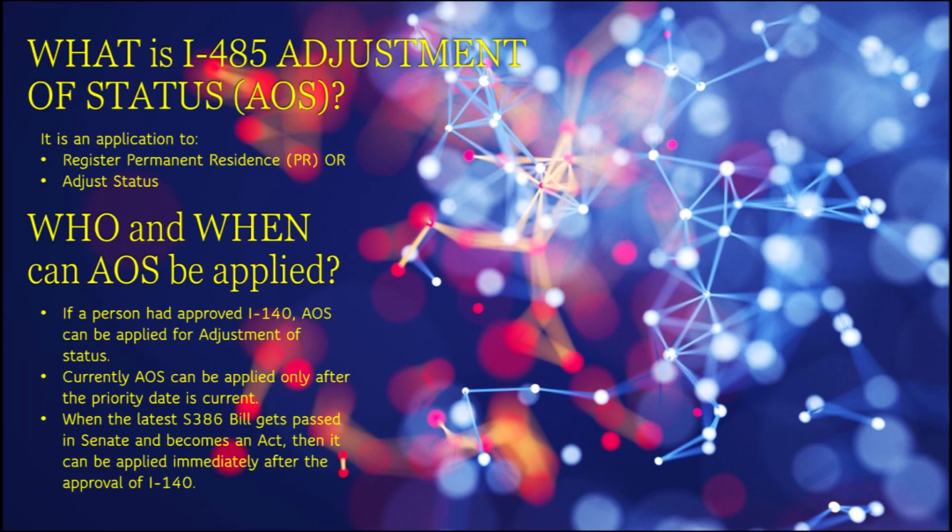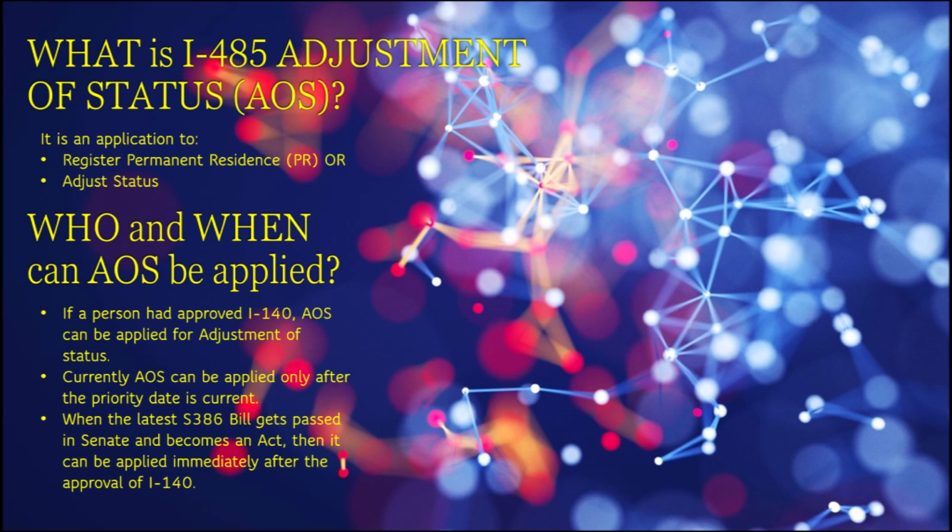So in this slide, we are going to be answering a few basic questions about I-485, like what is it, and who and when can apply for it. So it's basically called an adjustment of status. It means a person can adjust his status from a non-immigrant alien to an immigrant person. So this is the first step for applying for permanent residence or the green card.